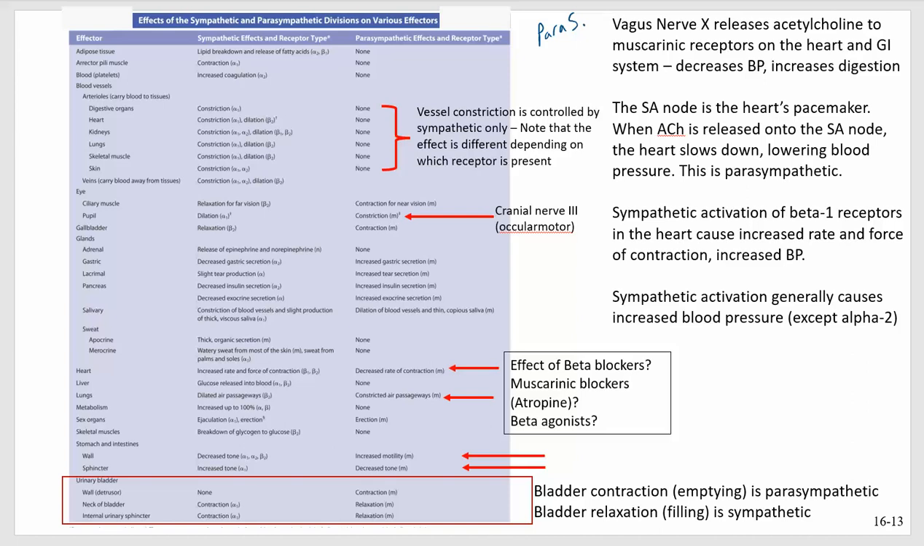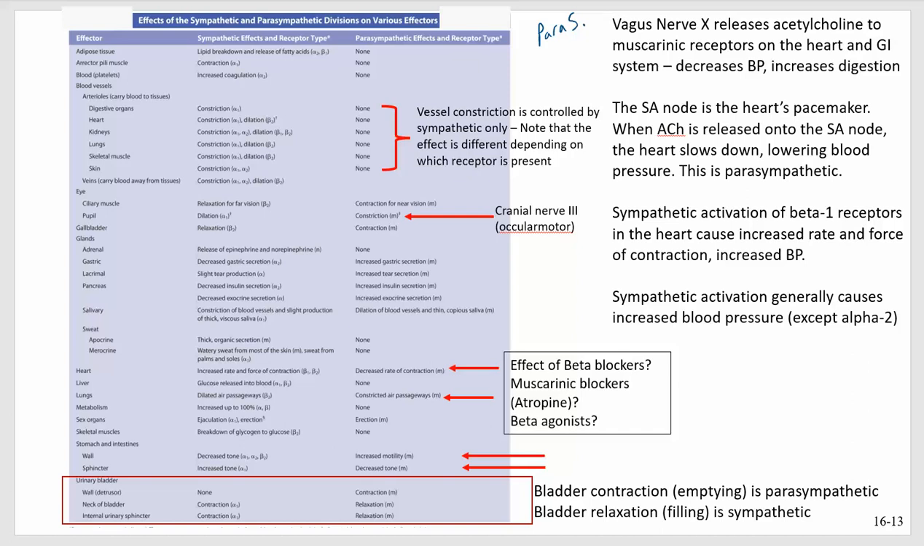Okay, so I have here some questions. In the heart, the sympathetic is the beta-1 receptor primarily. What happens if you give a beta blocker? If you block the beta adrenergic receptors, they can be selective for beta-1 or they can be non-selective and also hit beta-2. But if you block beta receptors, then that's going to keep your blood pressure from going up. So it's going to control blood pressure, we could say it lowers blood pressure.